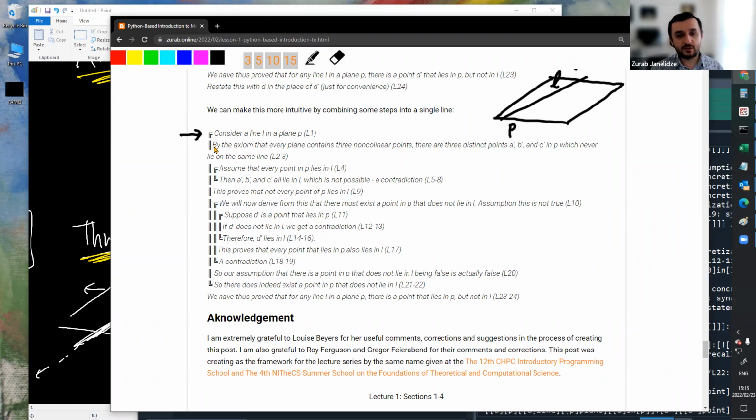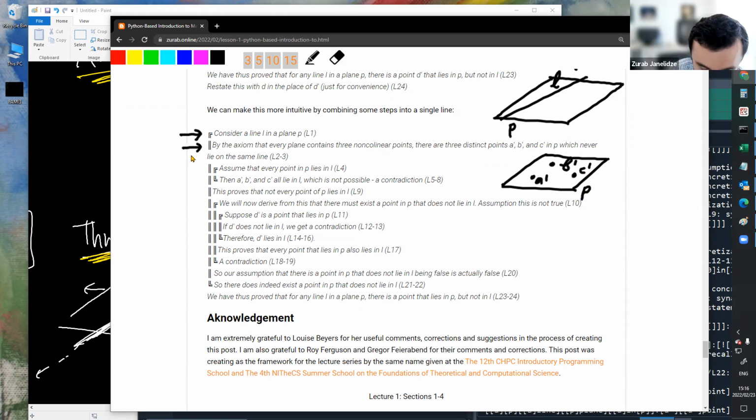In the second line, we're saying by the axiom that every plane contains three non-collinear points, there are three distinct points A prime, B prime, and C prime in P, which never lie on the same line. I'm going to draw them separately because at this stage, I don't know what the relationship of A prime, B prime, and C prime is with L necessarily. So I'm going to draw the same P, and on the same P, mark 3 points, A prime, B prime, and C prime. So that's by the axiom, right? So that's the second line of the proof.